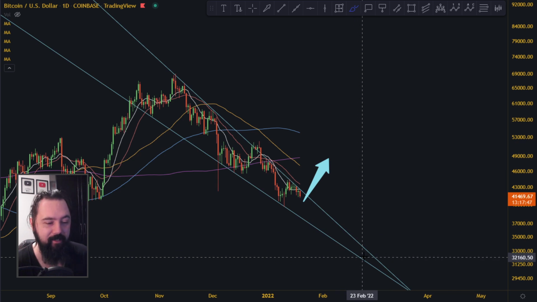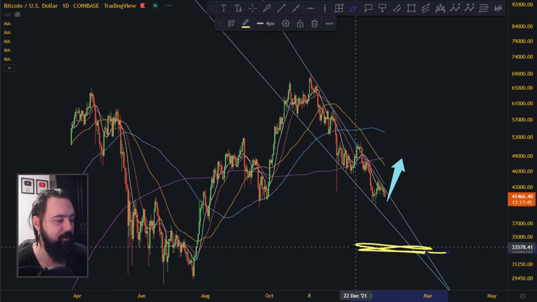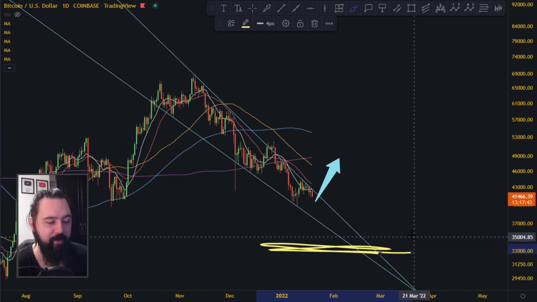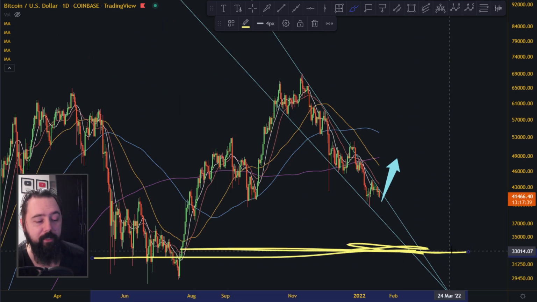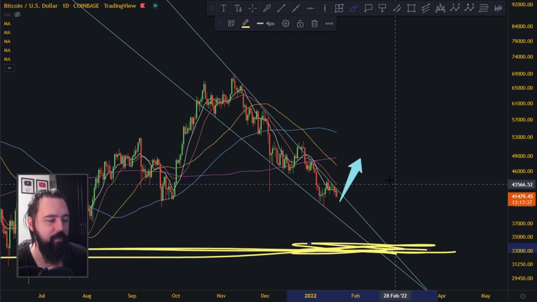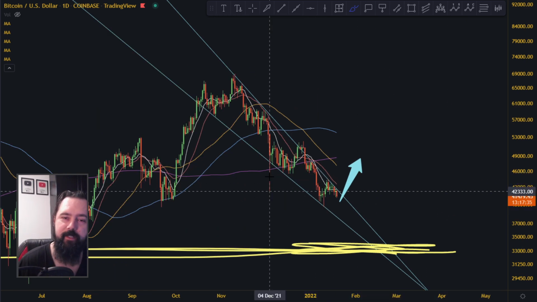And down here is the 31, 32 level that we should not break for whatever reason. Because if you start breaking these levels down here on the weekly, monthly time frame, it's going to get really, really ugly. So we are getting close to some kind of bottom, maybe some kind of bottom.